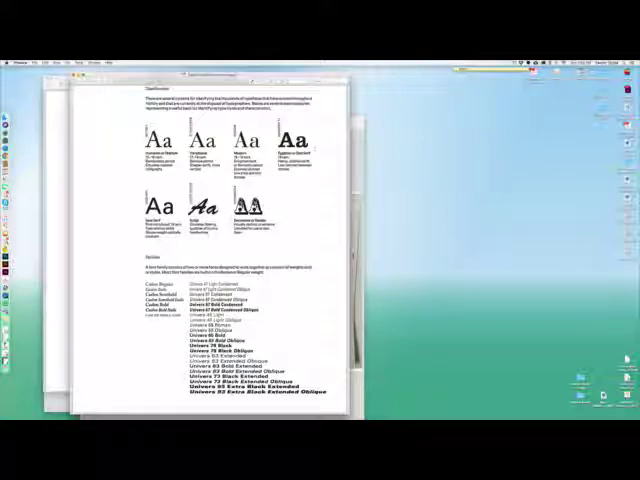And then you start getting things like what we would call display typefaces that are really only good in large sizes. Something like a brush script or handwriting, Rosewood, a decorative typeface.